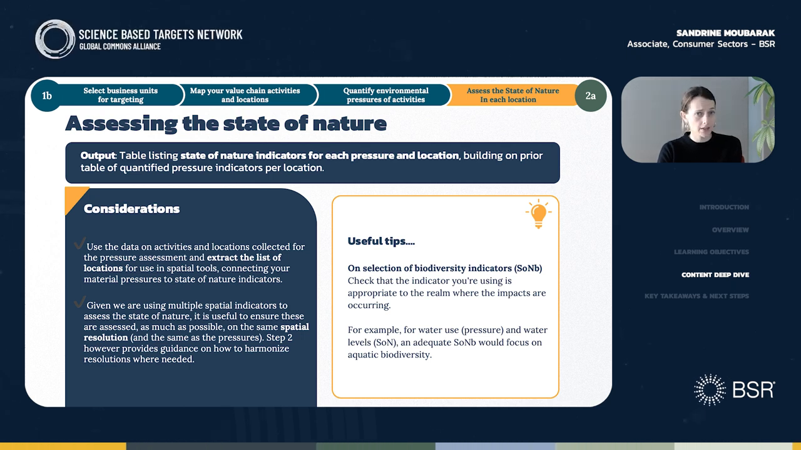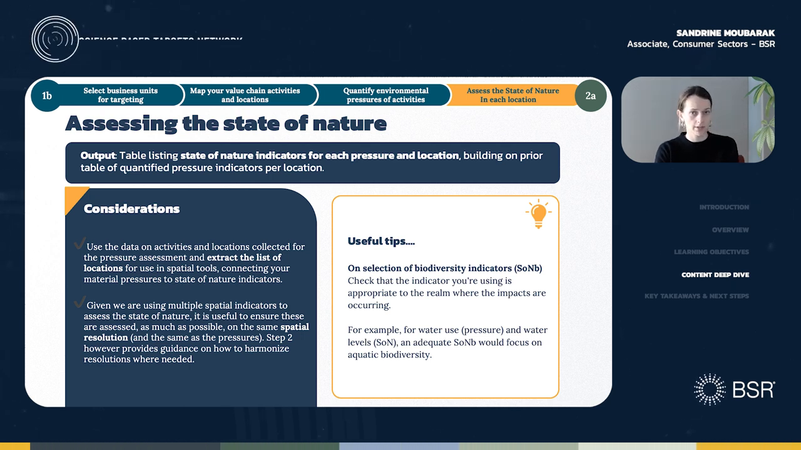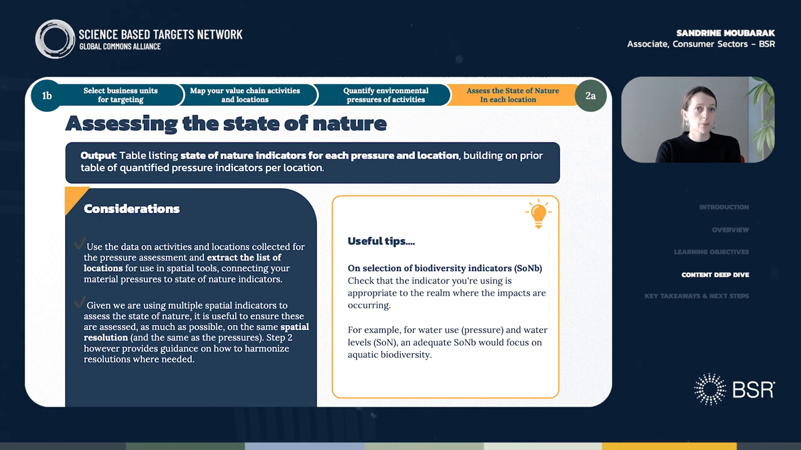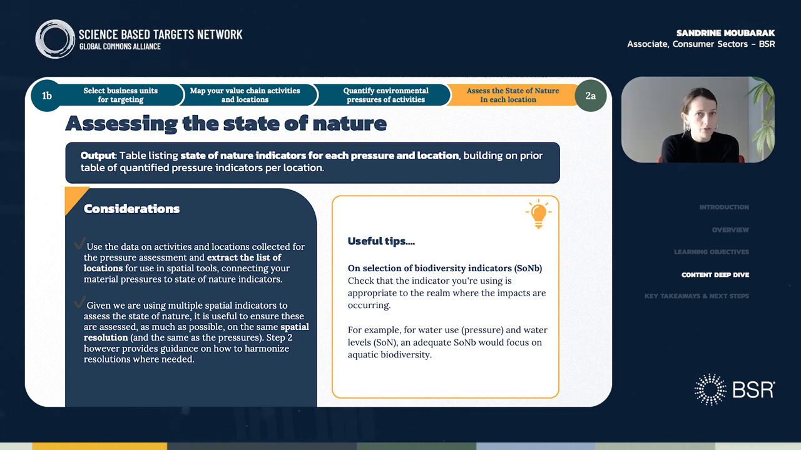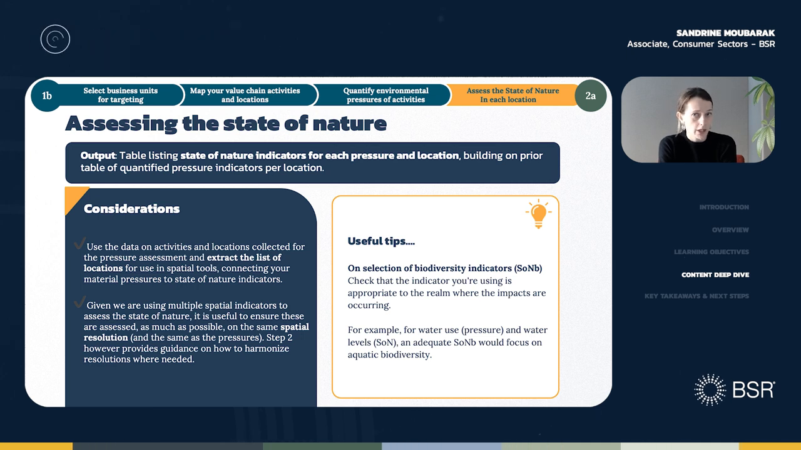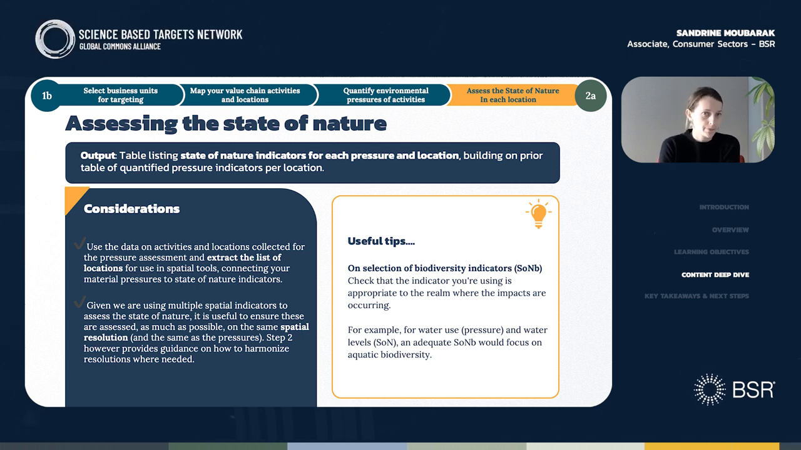They must then connect the material pressures to state of nature indicators. Because we're using multiple spatial indicators to assess the state of nature, it is vital to ensure these rely on the same spatial resolution. We'll be using this information to understand the contextual significance of a company's pressures in each location, so remember to use this same spatial resolution used for assessing your company's pressures.